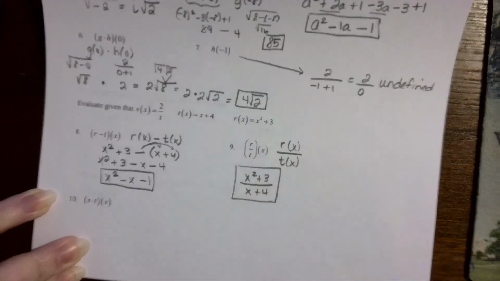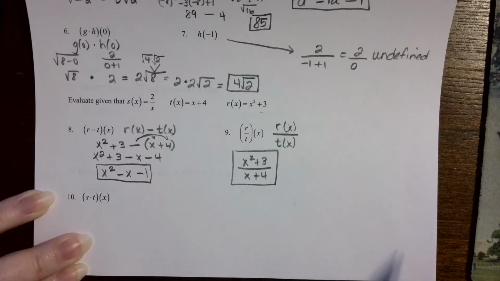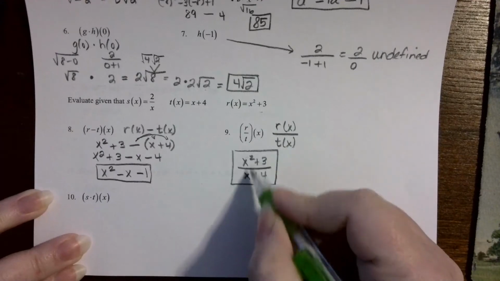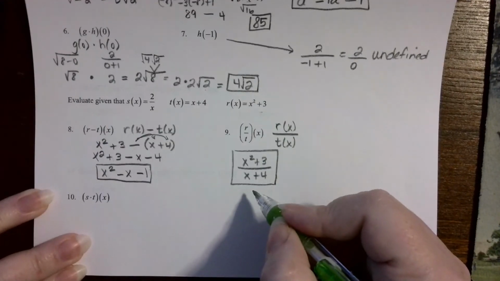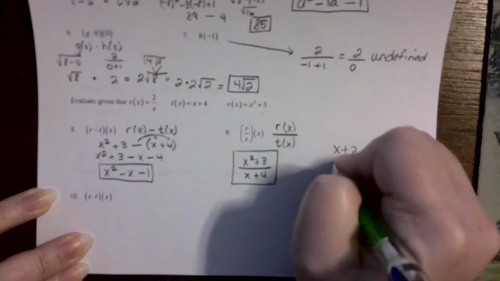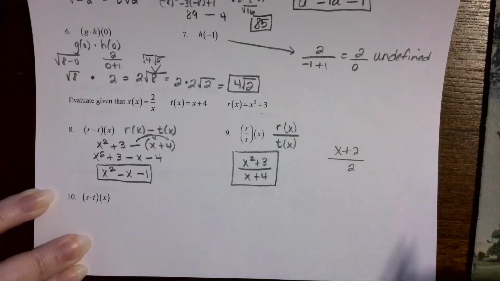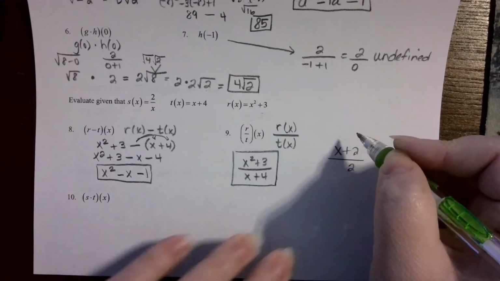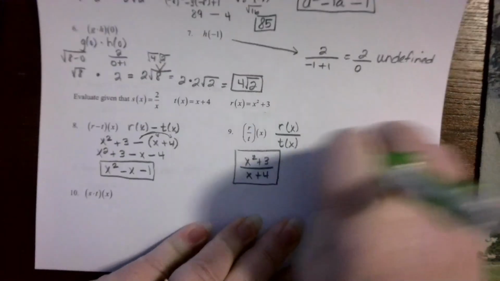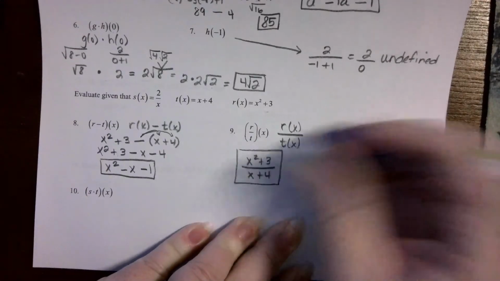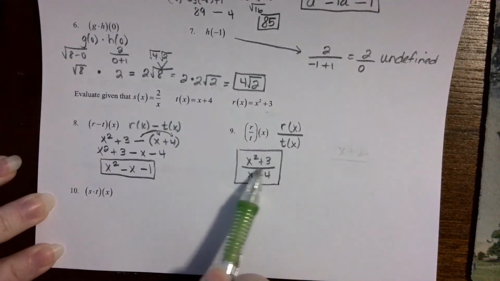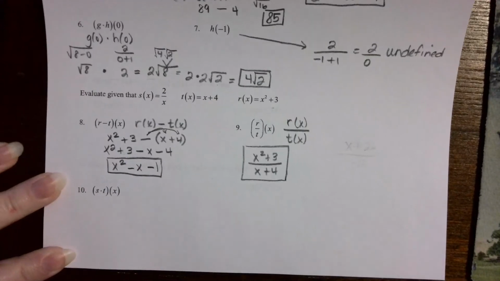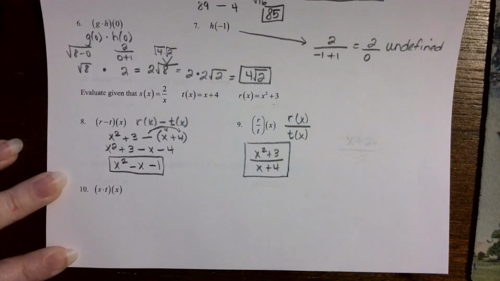Now, very important is that you stop. You cannot cancel those x's. If you had x plus 2 over 2, you cannot cancel those 2's because of this plus sign. So there's no canceling going on. So do not reduce, do not cancel. There's nothing you can do. You can't factor x squared plus 3, so you're just done. You're putting the r on top of the t and calling it a day, which is nice. It makes number 9 a nice, easy one.